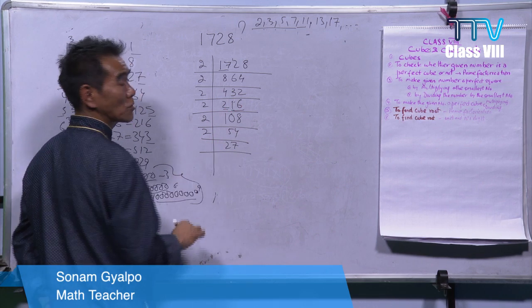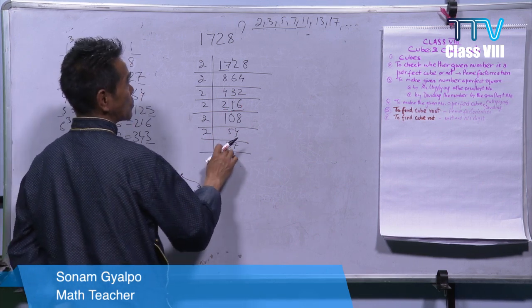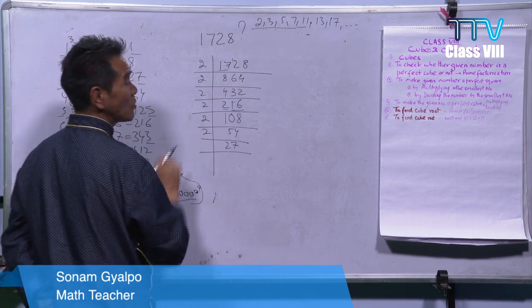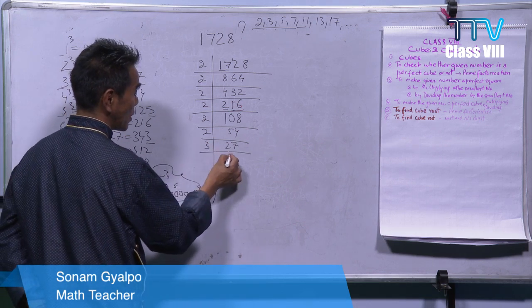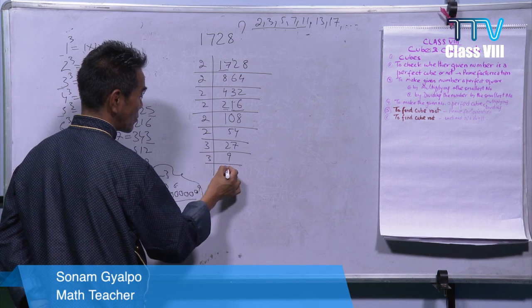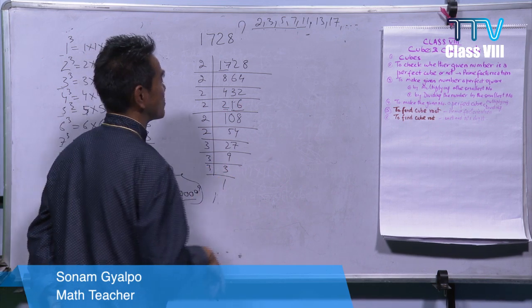27 is an odd number, so it is not divisible by 2. Check the digit sum: 2 plus 7 is 9, and 9 is a multiple of 3, so divide by 3. 27 divided by 3 is 9, then 3, then 1.